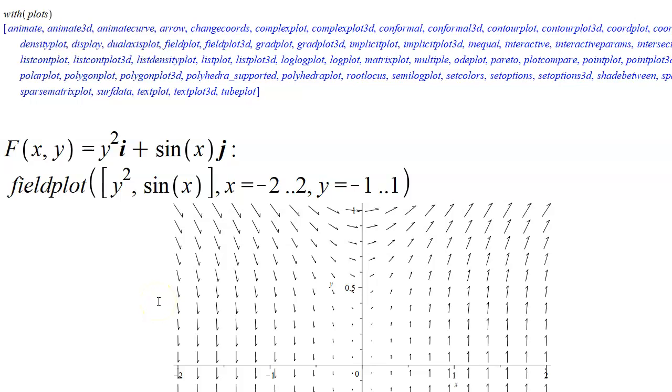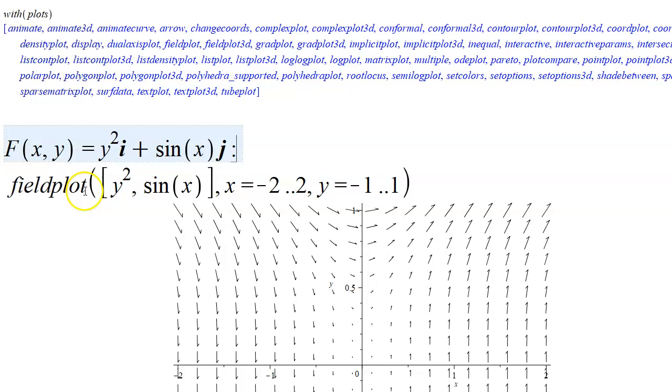We are here taking a look at Maple, and we're going to see some examples of some vector fields. So we've gone ahead and put in the with plots command, which lets us use this fieldplot and fieldplot3d. So I went ahead and typed in what vector fields we're looking at. The first one is f of x, y is y squared i plus sine x j.